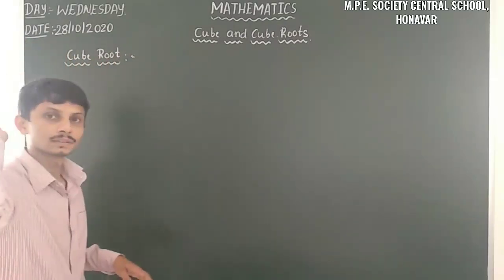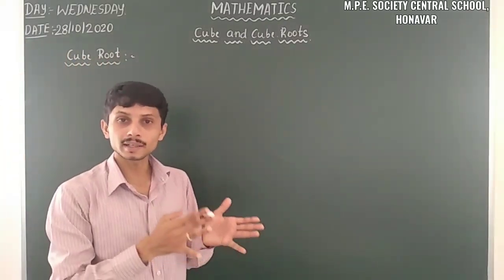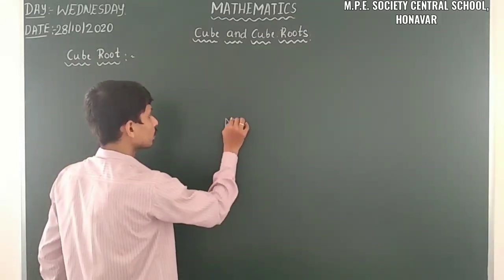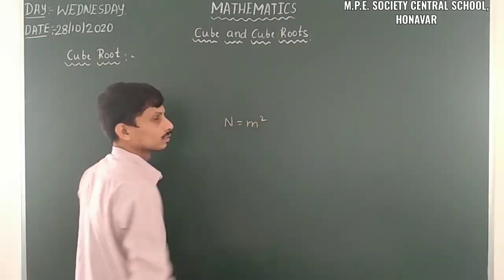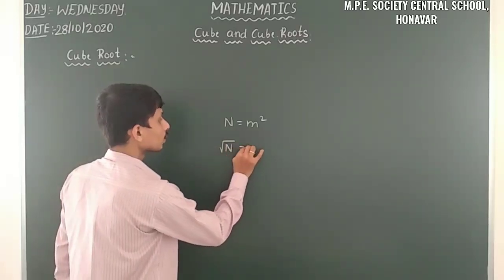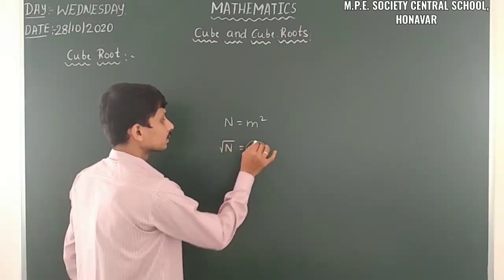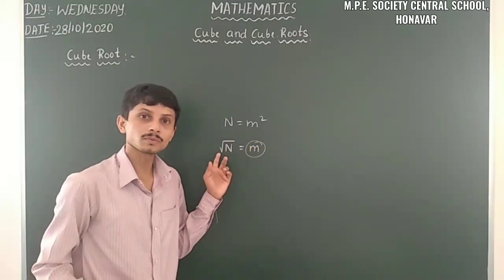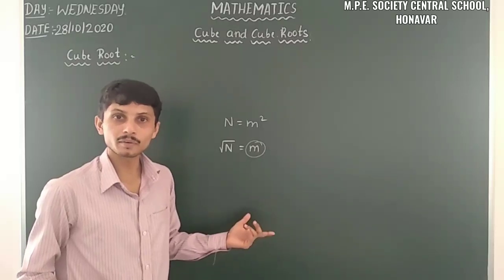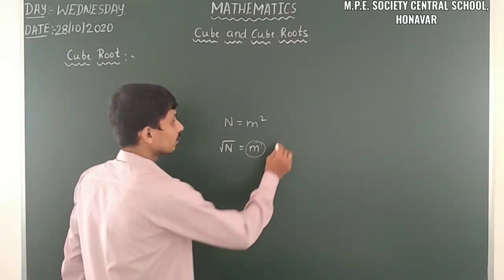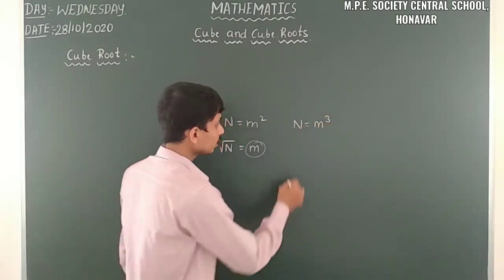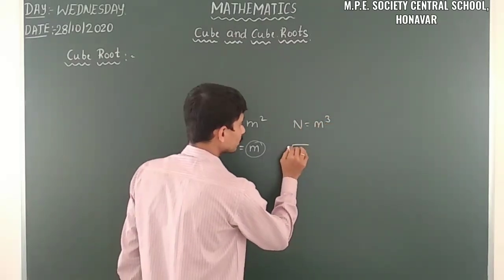We already know about square and square roots. That means when we have n is equal to m square, then square root of n is equal to m. That means this m is the square root of n. We know that one. Likewise, we have a cube and cube root, that is when we have n is equal to m cube, then cube root of n.